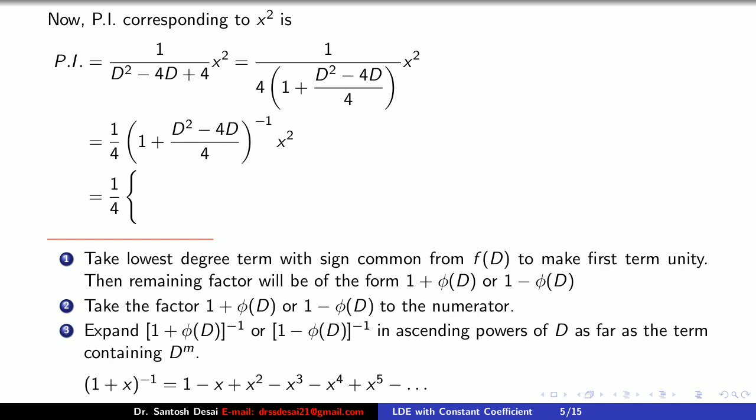of the expansion. So the expansion is 1 minus (D square minus 4D) by 4 plus ((D square minus 4D) by 4) bracket square minus and so on, into x square. So the first 3 terms are sufficient. You remember that the power of x is 2, so you write only the first 3 terms of the expansion. The same rule is applicable for all the functions of x, that is, algebraic functions of x.